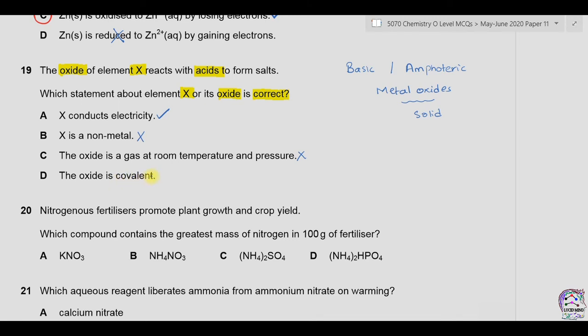D says the oxide is covalent. In metal oxide, as we have metal and a non-metal, so therefore ionic bonding is present, so this is also incorrect. Option A is the correct one.